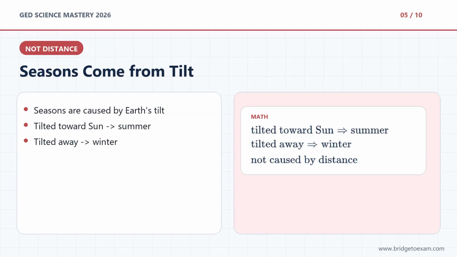Now, the classic GED trap. Seasons do not happen because Earth gets much closer to or farther from the sun. Seasons happen because Earth's axis is tilted. When a hemisphere tilts toward the sun, it gets more direct sunlight and longer days, so it has summer. When that hemisphere tilts away, it gets less direct sunlight and shorter days, so it has winter. The northern and southern hemispheres have opposite seasons because they tilt opposite ways.